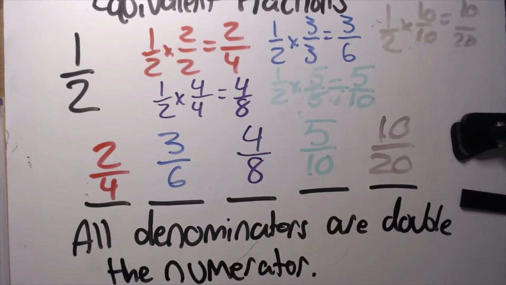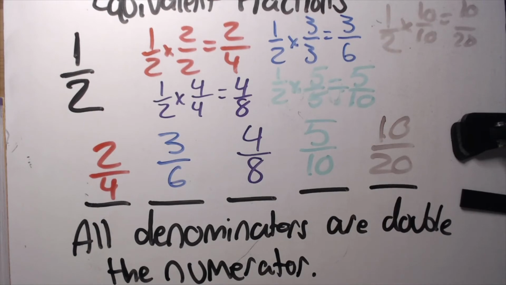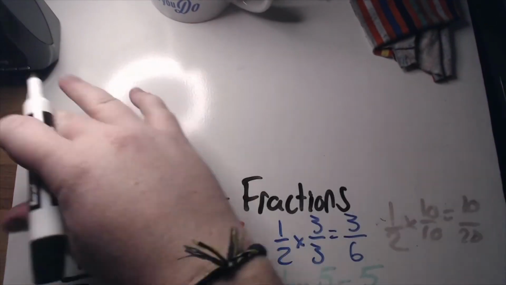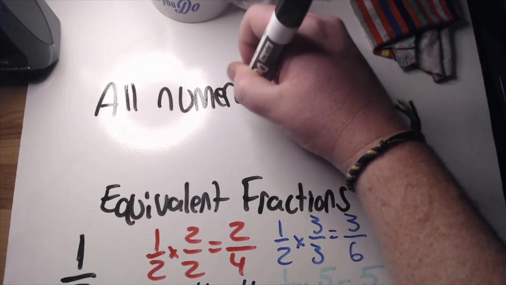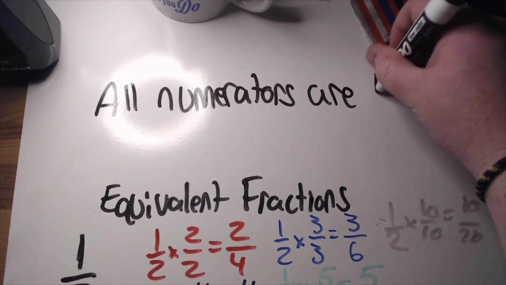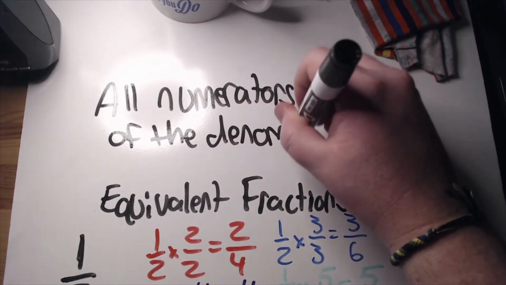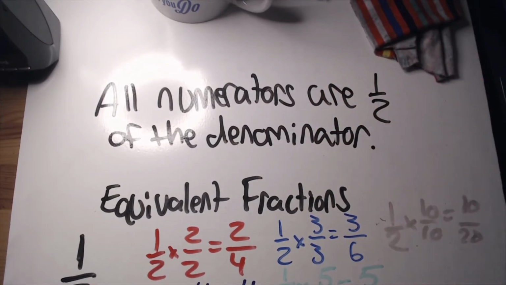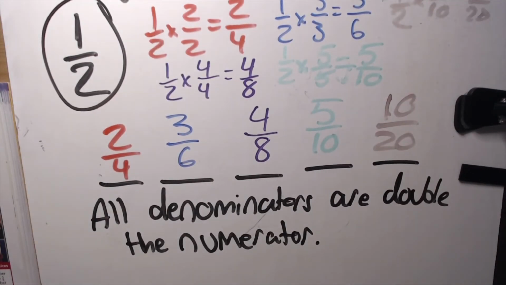Or another way we could look at it, because again, our fraction is 1/2. Let's write it up top. Don't mind my mess up here. We have all numerators are half of the denominator. So it depends on how you look at the fraction, but both statements are true. All numerators are either one half of the denominator, or all denominators are double the numerator. Either way, we end up with one half every time.